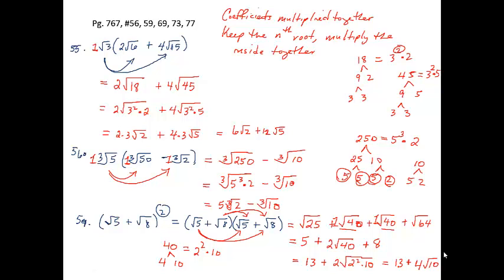Okay, so those are problems 55, 56, and 59. And the instructions, since I forgot to read those, was multiply as indicated. And if possible, simplify. Now let us work on numbers 63. Shoot, what numbers am I working on? 69, 73, and 77.